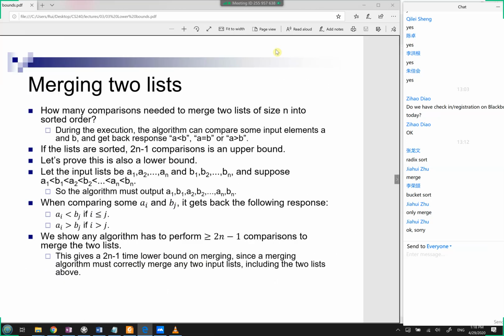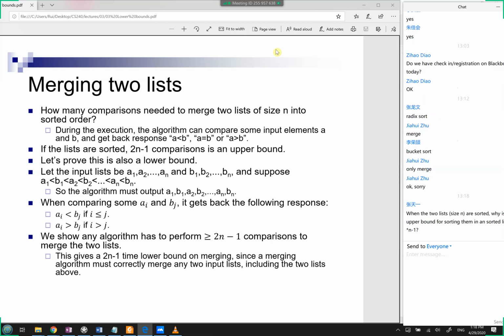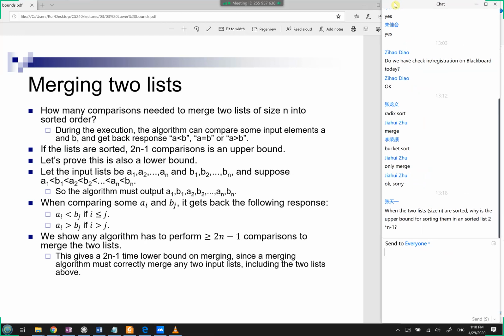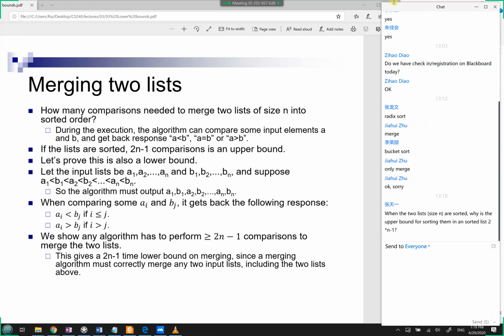So we have this lower bound for merging two lists. Any questions about how this one works? When the two lists of size n are sorted, why is the upper bound for sorting them into a sorted list 2n? This is actually the merge algorithm that Jiahui was talking about. If you have two lists of size n, then you keep a pointer for each one. The pointer starts at the beginning of both lists, and then it moves towards the end of both lists. The pointers point to two values.